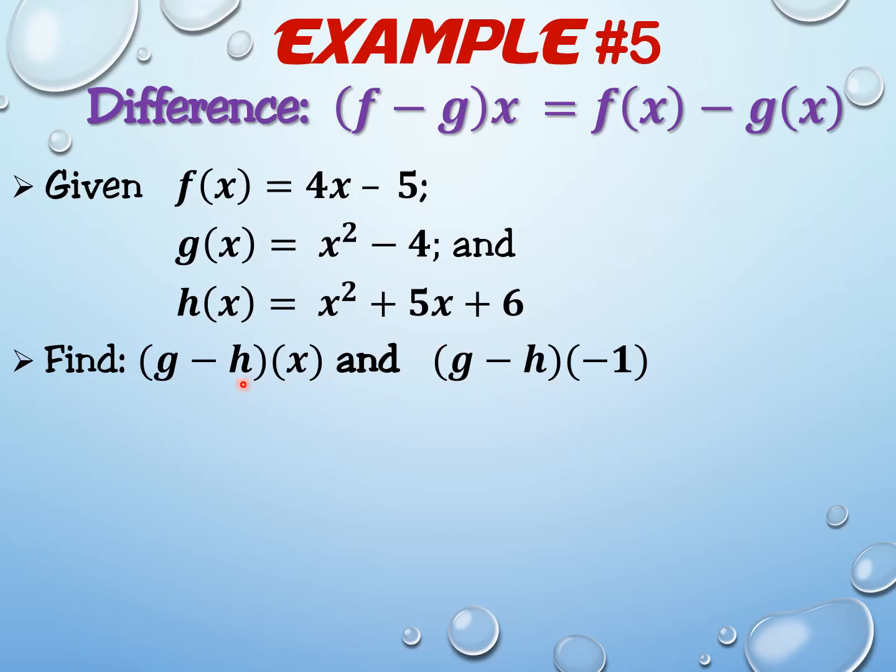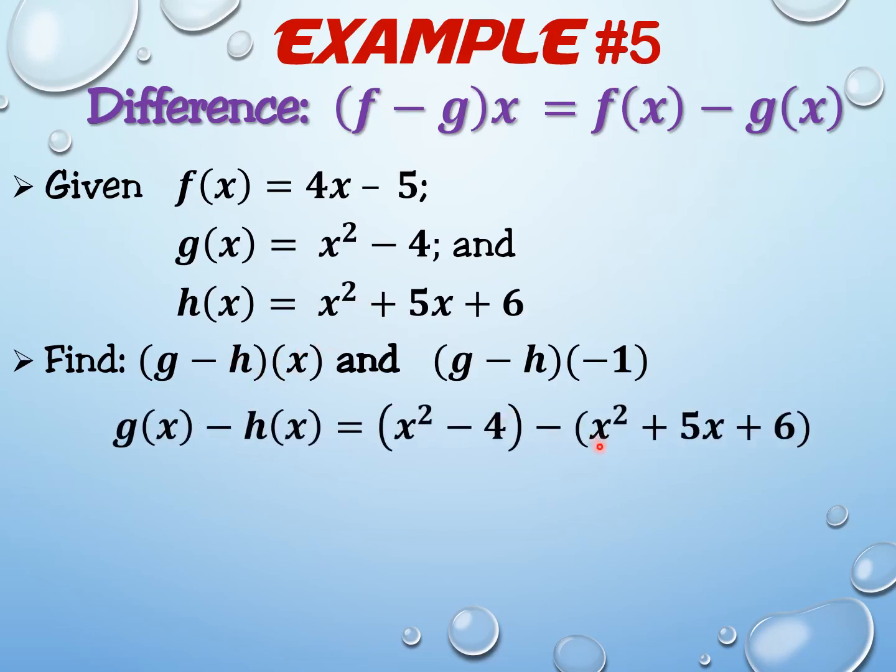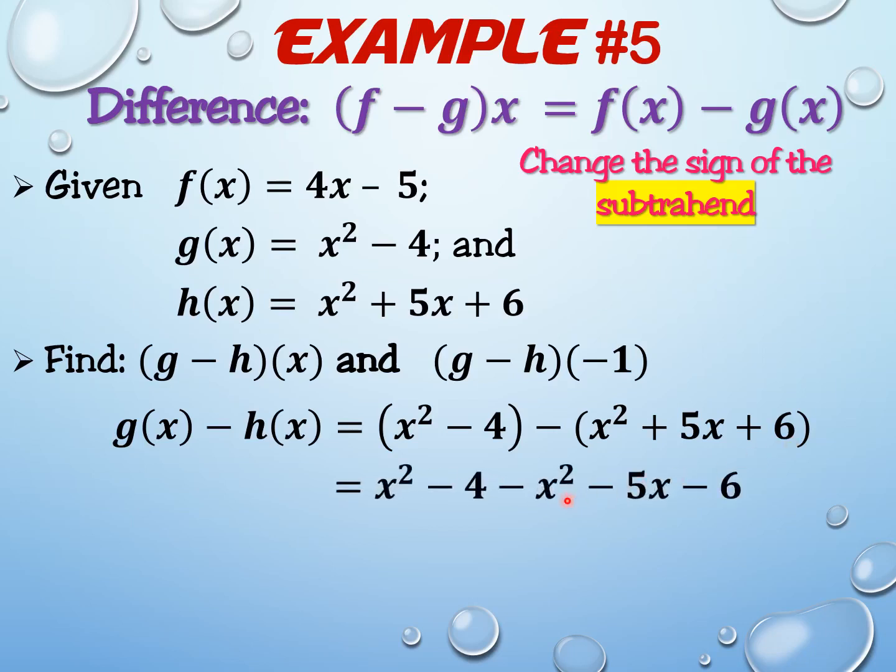So let's do first the first problem. So this is simply equal to g of x, which is x squared minus 4, minus h of x, which is the quantity x squared plus 5x plus 6. So there you go. Now again, we change the sign of the subtrahend. All the terms in the subtrahend are positive, so they will become negative. And then we will remove the grouping symbol, the parentheses, so that we will have now x squared minus 4 minus x squared minus 5x minus 6.